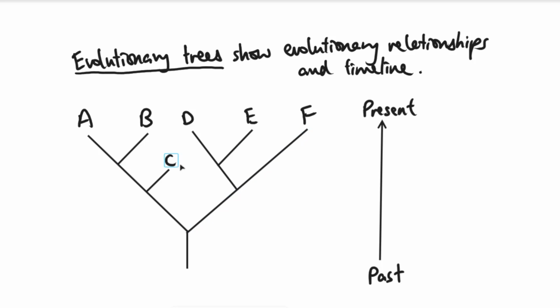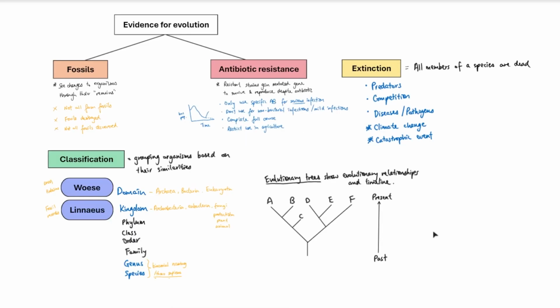Another thing you could also see is that we have species C here, and the branch for C stopped there. That means that it is no longer existing in the present day, so organism C is now extinct. So the tree is a graphical way to show evolutionary relationships and also the timeline. So exam questions may ask you to look at an example of an evolutionary tree and then ask you to interpret it.